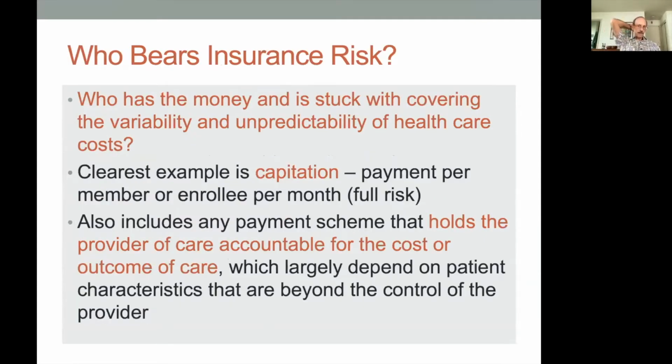Whoever has the money and is stuck with covering the variability and unpredictability of healthcare costs is the bearer of insurance risk. The clearest example is capitation, where you pay an entity, whether it's a primary care doctor or an insurance company or an ACO, a fixed amount per person per month in exchange for an obligation to cover those people's healthcare needs for a defined period of time. The problem is that if you're held accountable for the cost of care, that depends largely on patient characteristics, not how good a job you do of taking care of them, which means your incentive primarily is to avoid sick people rather than just do a better job.